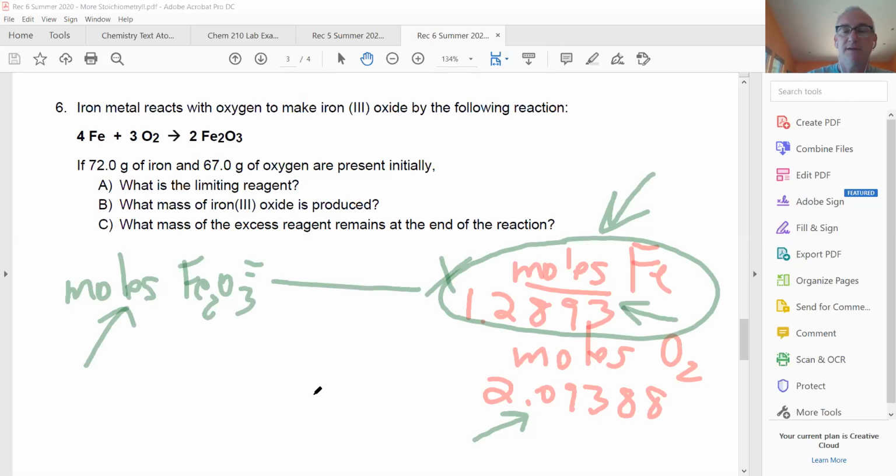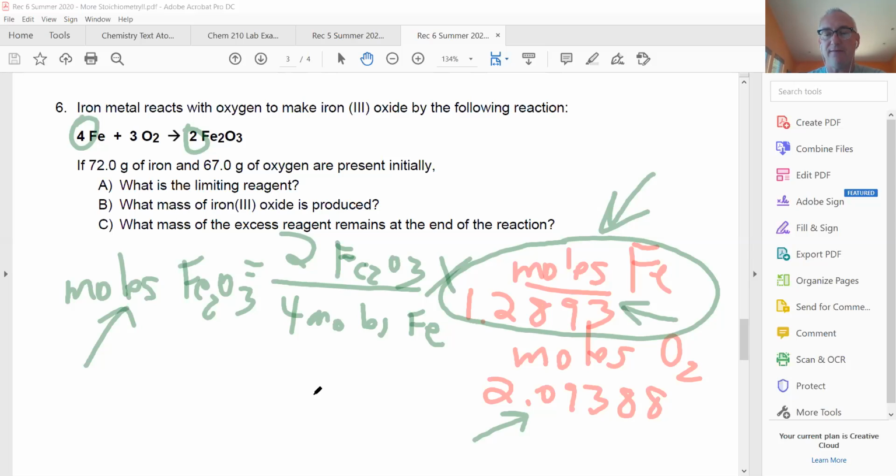Yes, the molar ratio. So I have iron here. I want to put moles of iron in the bottom because I want to get rid of that. I want to have moles of Fe2O3 on the top because that's what I want to calculate. And so my ratio is 2 to 4. So basically, for every mole of iron I have, I make half that much product. And that makes sense, right? Because every 4 moles of iron I get 2 moles of product. So I cut it in half. If I had 2 moles, I'd make 1. If I had 6 moles, I'd make 3.